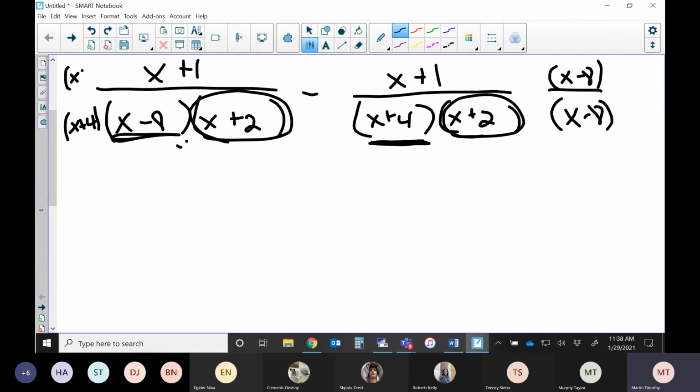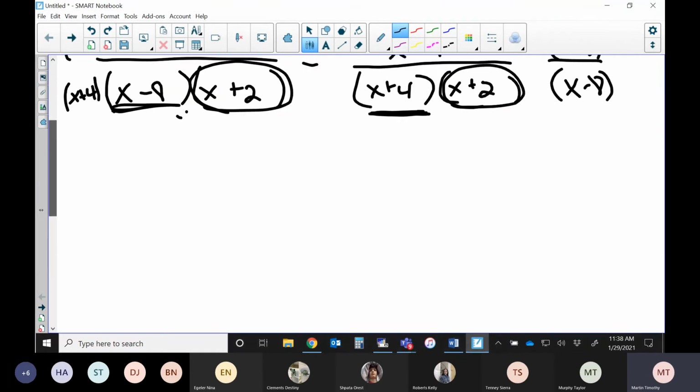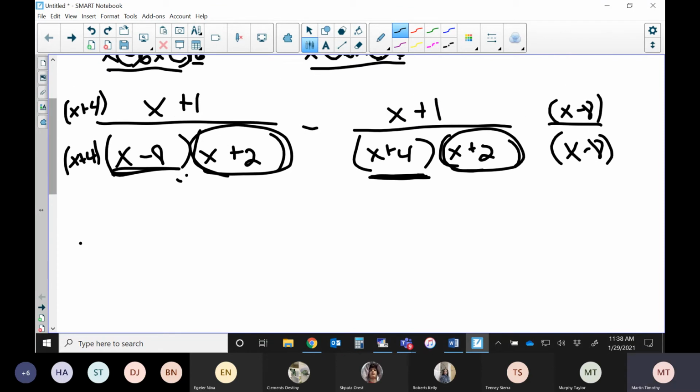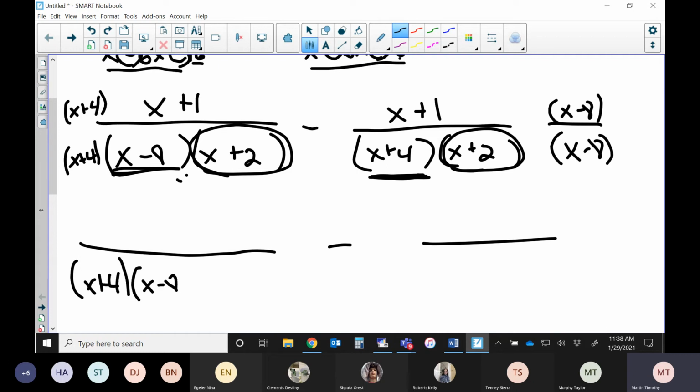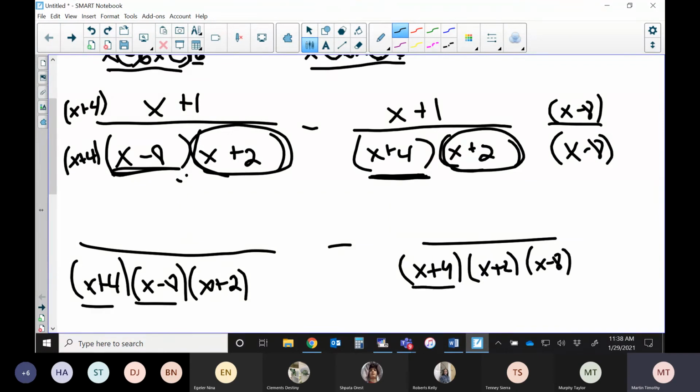Does everybody understand that process so far? What I'm doing is making them have common denominators. Both of their denominators are now going to be x plus 4, x minus 8, x plus 2, or x plus 4, x plus 2, x minus 8. Remember, it doesn't matter the order. These guys are the same exact denominator.